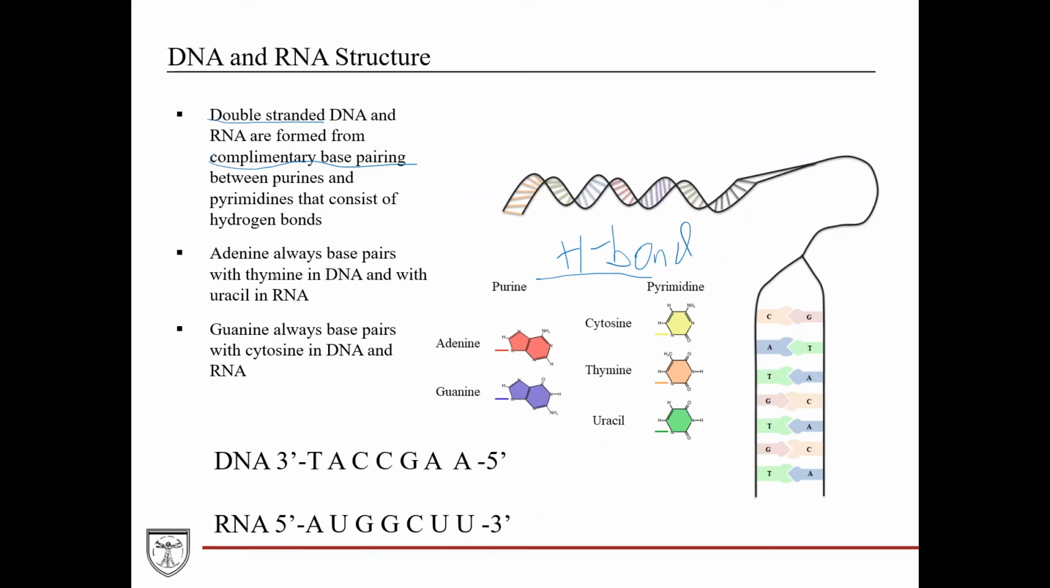Now, one thing to note, you can see this nice double-stranded DNA structure here. Adenine always base pairs with thymine in DNA, but in RNA, adenine actually binds with uracil. So that's what happens in RNA. Now, guanine always base pairs with cytosine in DNA and RNA. So that's consistent throughout, and you can see that here. Here's guanine base pairing with cytosine.